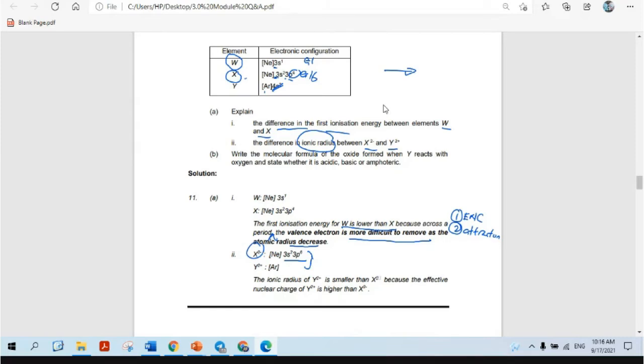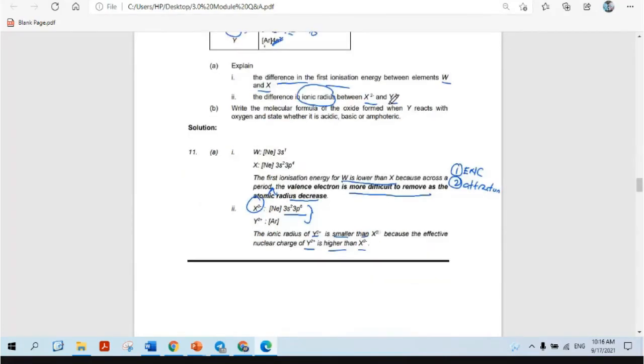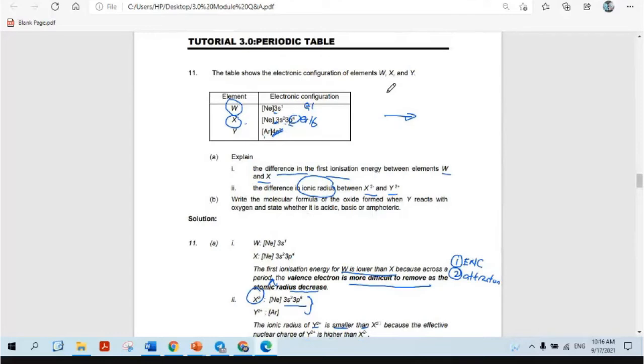The ionic size of Y2 positive is smaller because its effective nuclear charge is higher than X. Maybe some people already know, but how do we know the effective nuclear charge? Easy. For this case, what is the proton number? If anyone is not clear, we do it together. 1s2, 2s2, 2p6. It is not given but we can calculate. Here in front there is 10. 10 plus 6, so this is 16. The Z, the proton number for X is 16.